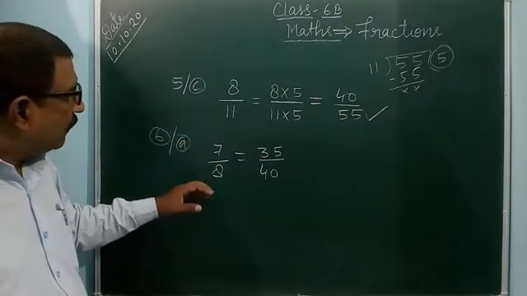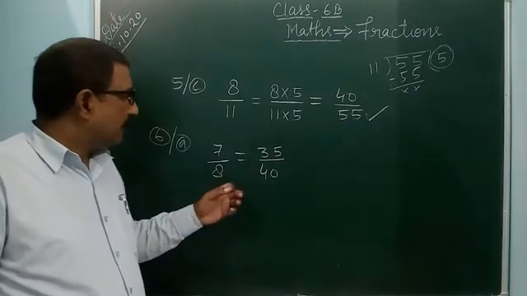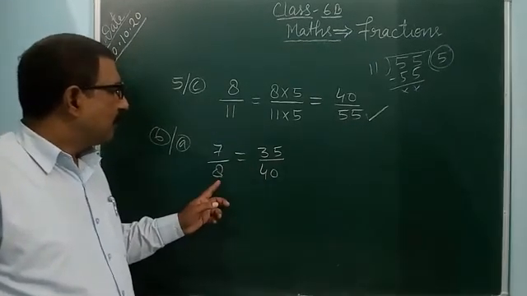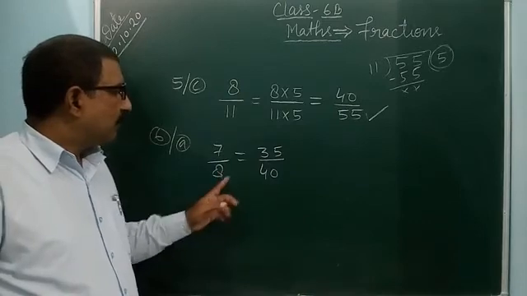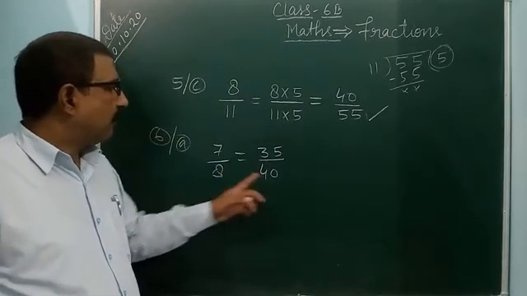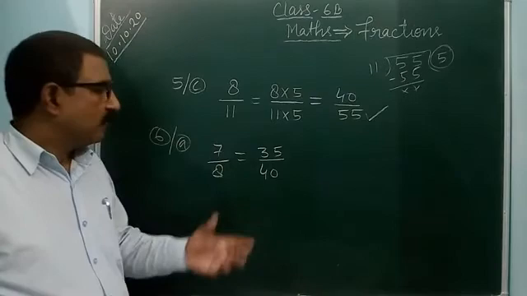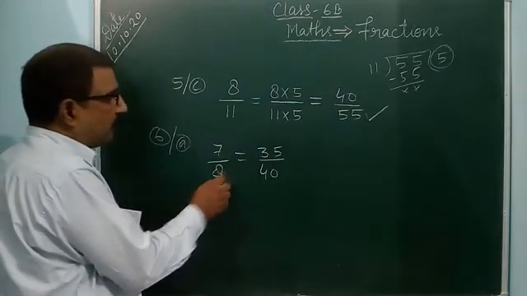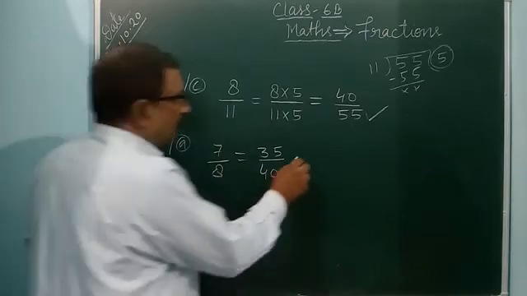So you can check whether 7 by 8 is equivalent or not. In this way, you divide this term. If you divide 40 by 8, which number will come? 8 fives are 40. So 5. It means 7 by 8 is the lowest term. You can check only 35 by 40.